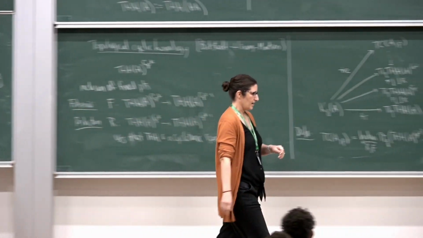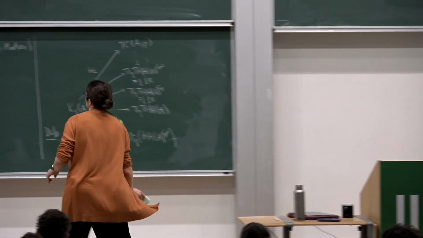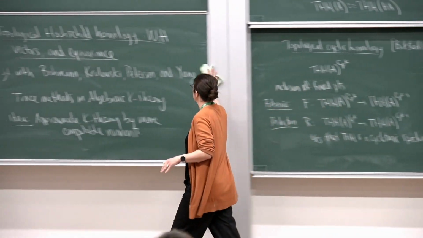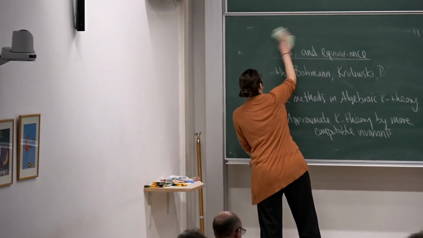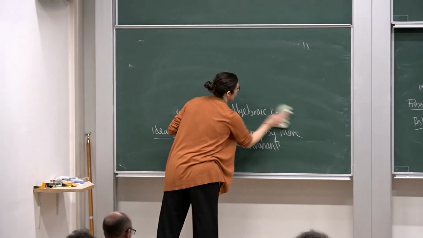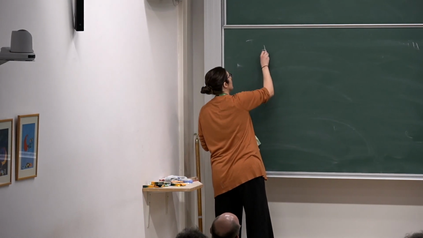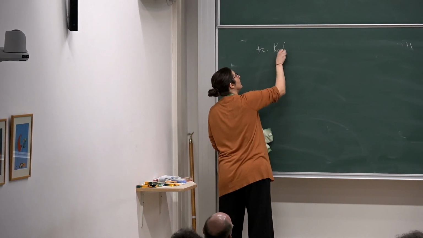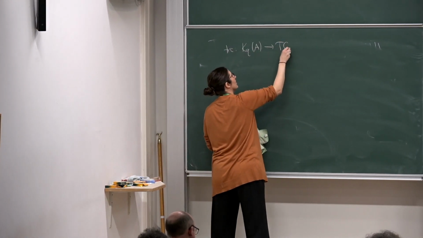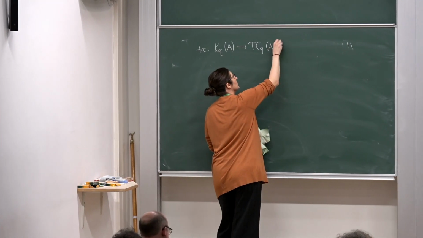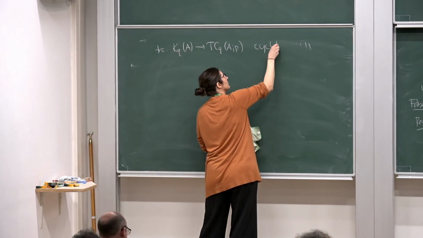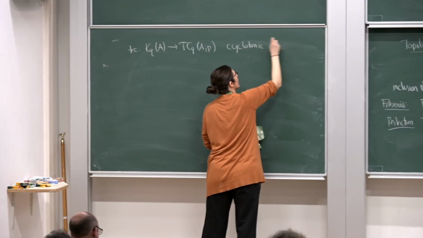Okay, so let me write that down. So we've got a trace map from algebraic K-theory to topological cyclic homology, which is called the cyclotomic trace. And that's, again, Bökstedt-Hsiang-Madsen.